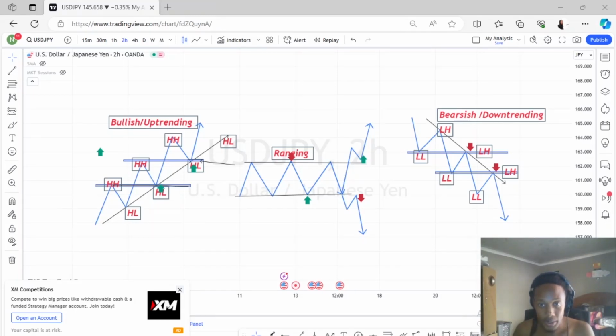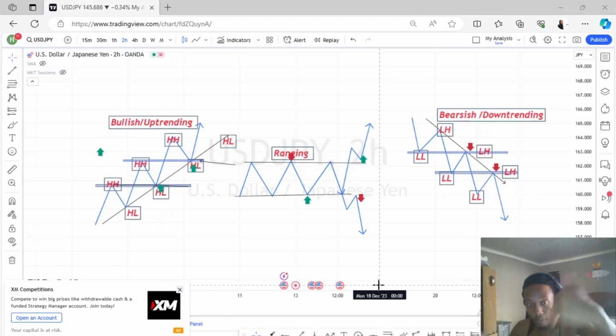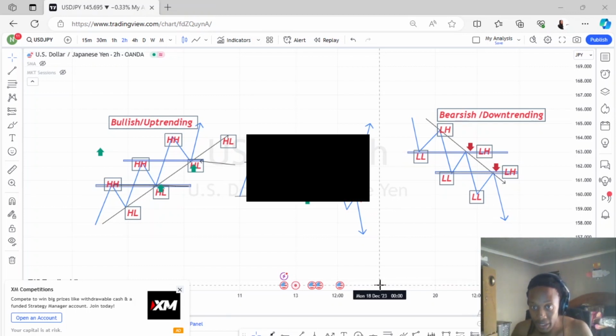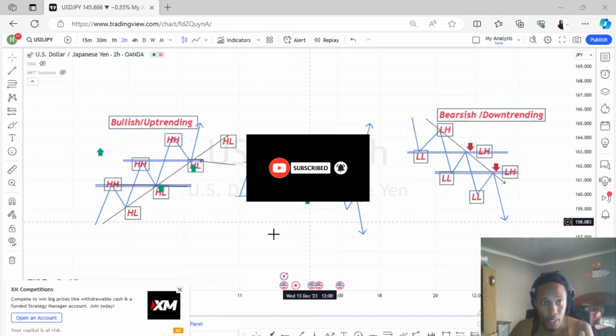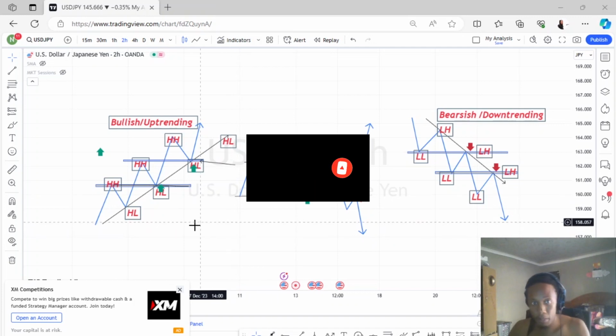Forex, there's three markets. There's a bullish market, a bearish market, and a ranging market. In a bullish market, the trend is uptrending. In a bearish market, the trend is downtrending. I'll be showing you examples of a bullish uptrending market, a ranging market whereby the market doesn't have direction, and also the bearish where the market is dropping down.